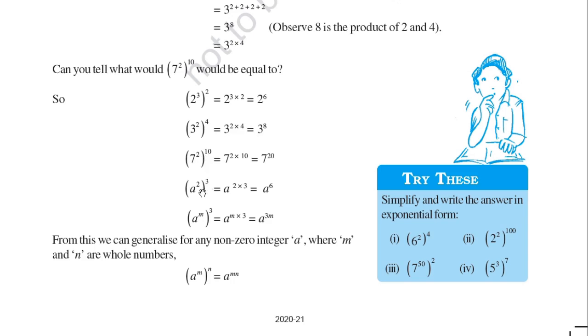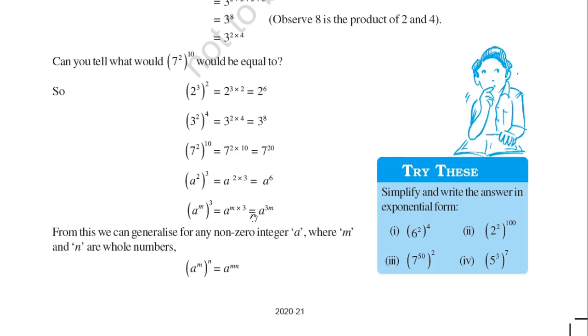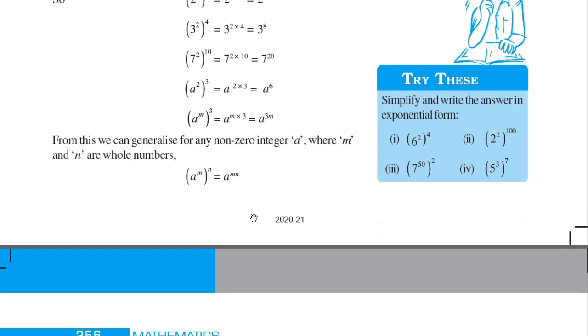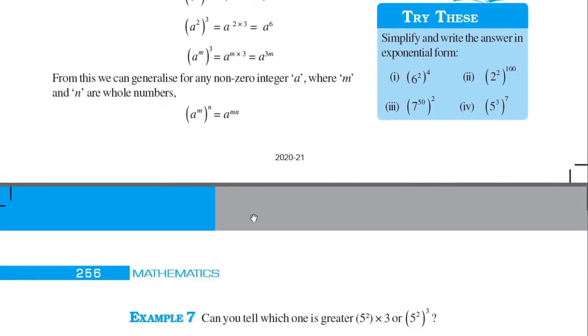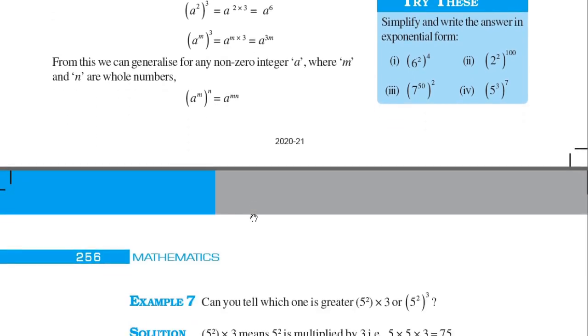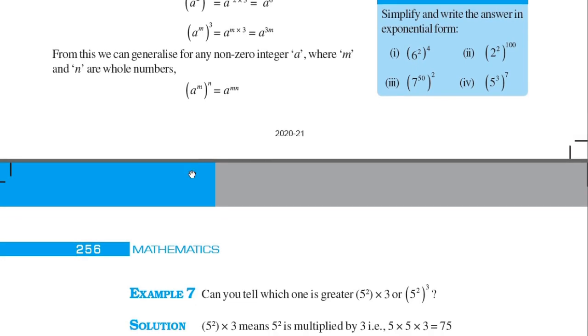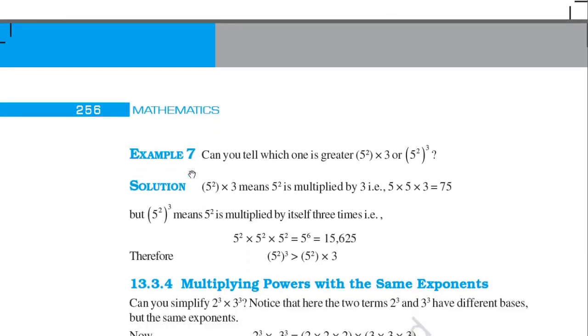8 to the power 2 to the power 3 is 8 to the power 6. 8 to the power m to the power 3 will become 8 to the power 3m. You can see here, multiply it. Very easy. From this we can generalize for any non-zero integer a, where m and n are whole numbers, a to the power m to the power n is equal to a to the power mn. So it is very easy. An example is given here.